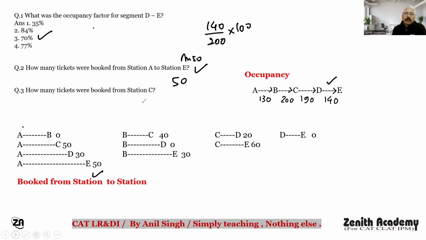How many tickets were booked from station C? So C to D 20, C to E 60. So total is how many tickets were booked from station C? 80. Answer is 80.